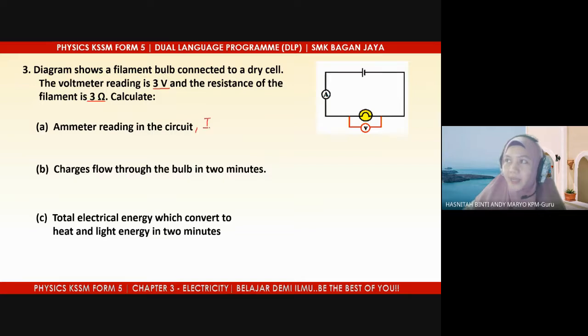Yes, very good. Find the current. So what is the current flowing across the bulb? Second, the charges flow through the bulb in 2 minutes. Charge is Q. Then find the total electrical energy converted into heat and light in 2 minutes. So here they give you the time, 2 minutes, to find E, the electrical energy. Okay, do A first. Nicholas has stated the related formula.